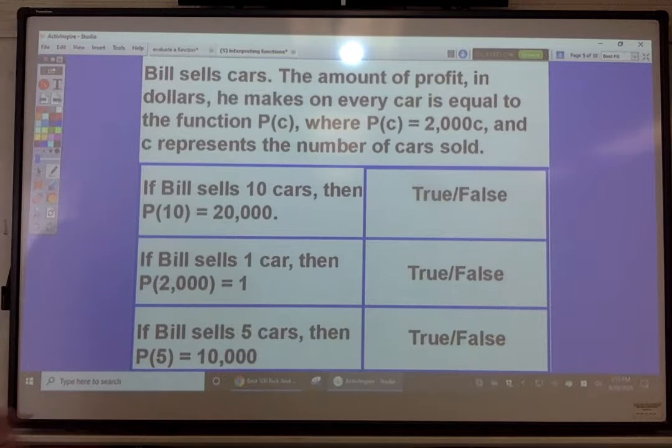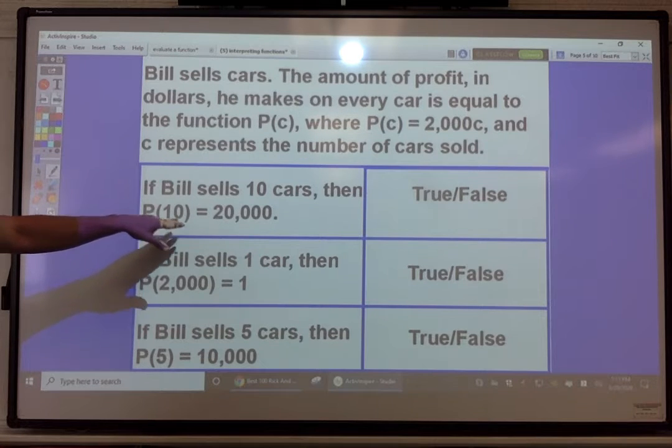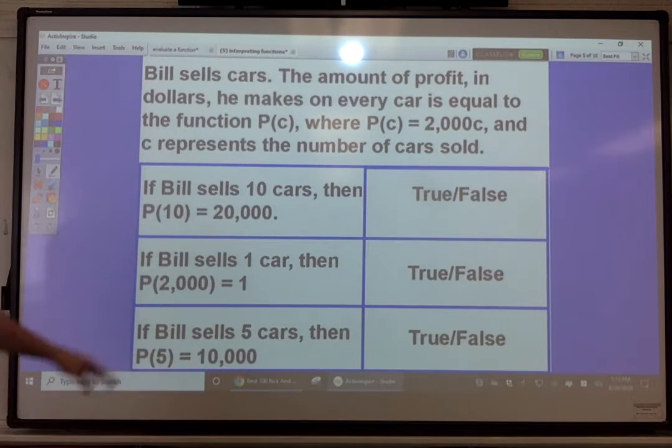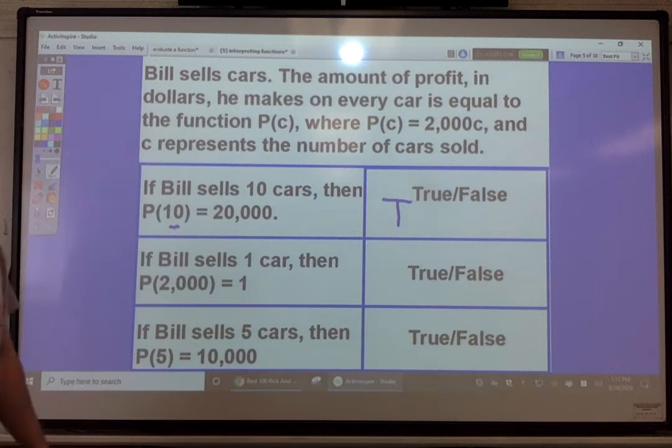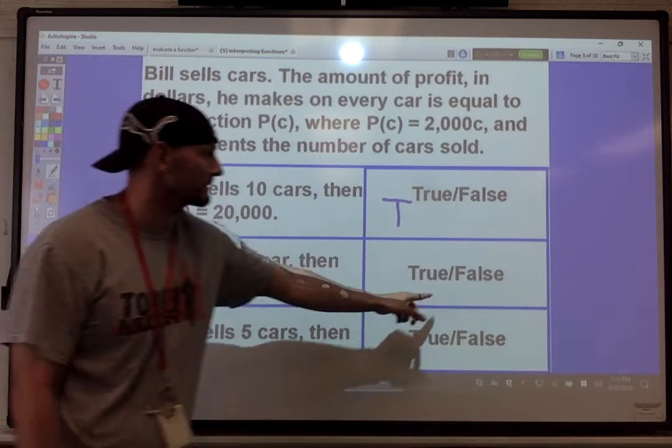All right, here we go. Same thing. True, false, true, false. So, C represents cars sold. Sold 10 cars, is it $20,000? Well, I can plug 10 in up there and know that this is true, because I actually gave you the function up there. If he sells 1 car, then this is true? No, it should be flip-flopped. That's false.